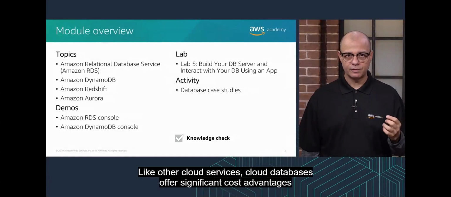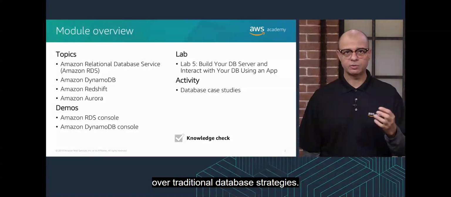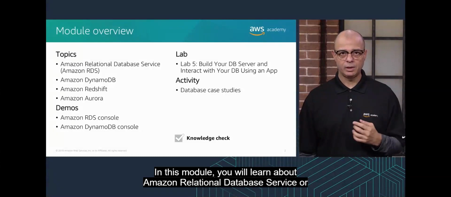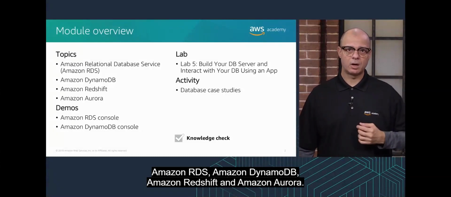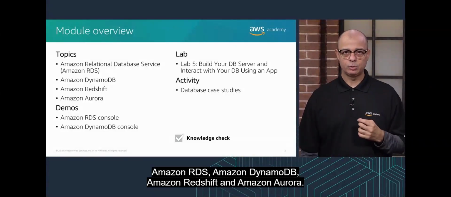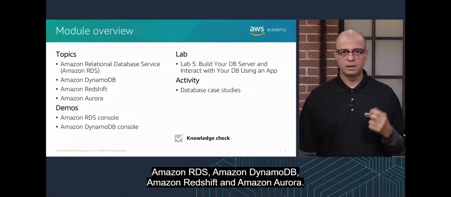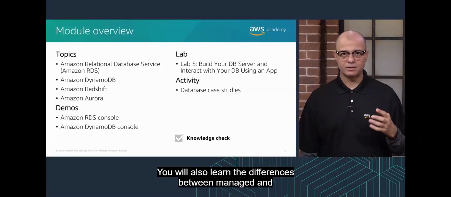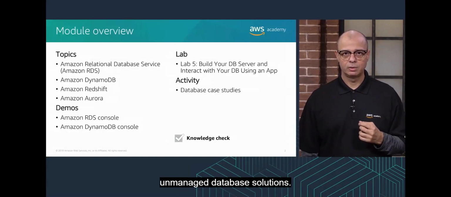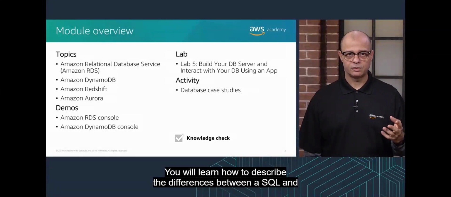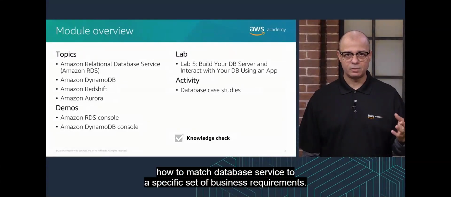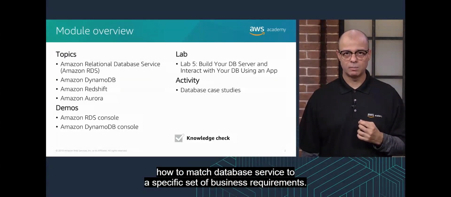Like other cloud services, cloud databases offer significant cost advantages over traditional database strategies. In this module, you will learn about Amazon Relational Database Service, or Amazon RDS, Amazon DynamoDB, Amazon Redshift, and Amazon Aurora. You will also learn the differences between managed and unmanaged database solutions. You will learn how to describe the differences between a SQL and a NoSQL database, and how to match database service to a specific set of business requirements.